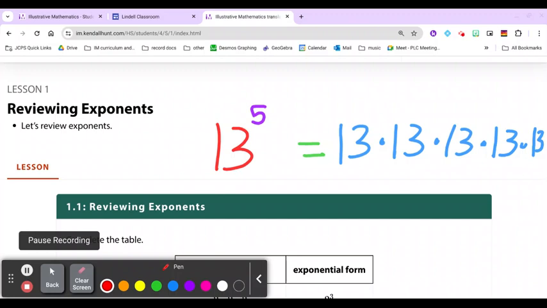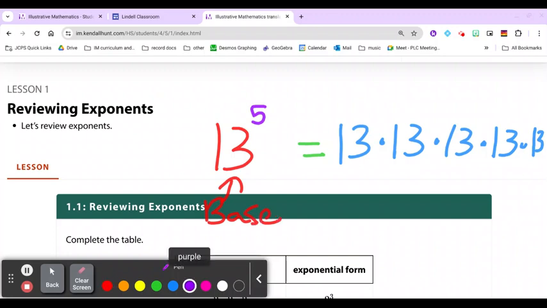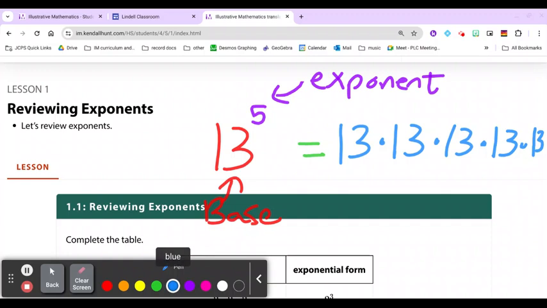Welcome to Lesson 1, a review on exponents. Over here we have a quick example of 13 to the 5th power. 13 is the base. That's the number that is being repeatedly multiplied. 5 is the exponent. That tells us how many times to multiply the base. And over here, this is expanded form.